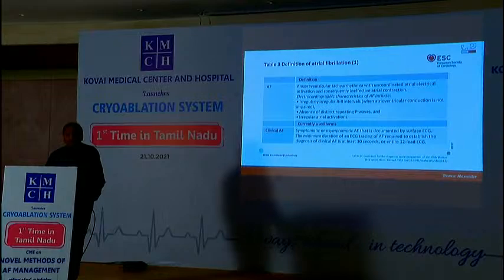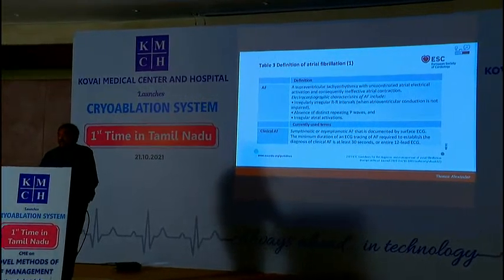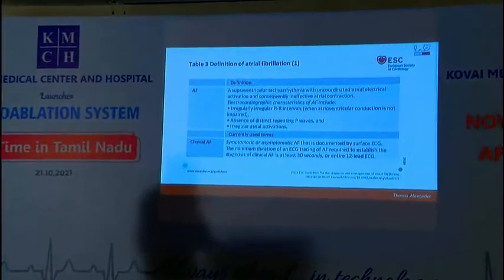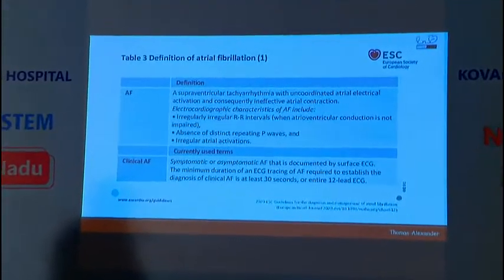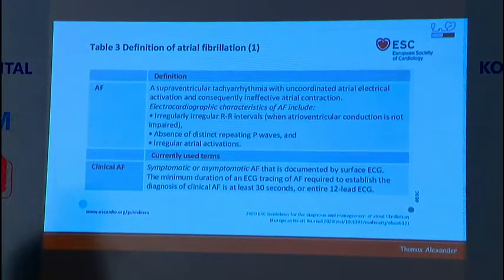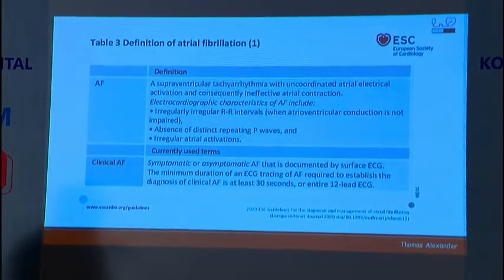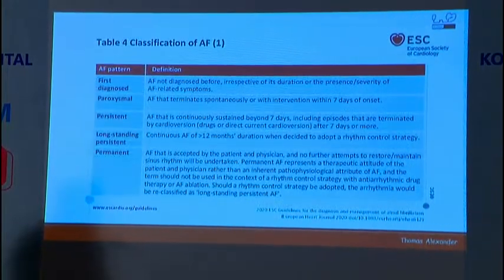This is basically an ECG diagnosis that you make, where you have an irregular RR interval and absence of a distinct P wave, resulting in an irregular atrial activation. Clinically, you would divide them into symptomatic and asymptomatic AFs. And these are the definitions.